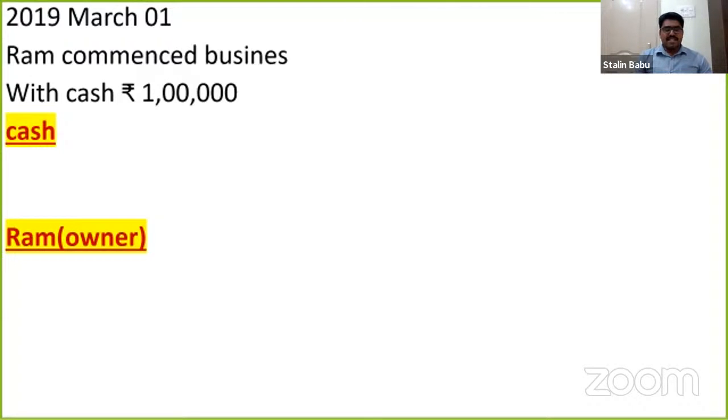The first one is cash account. So we identified the accounts. Now we have to find out the nature of the account. So cash comes under personal account or real account or nominal account? Yes, it comes under real account. Cash comes under real account.